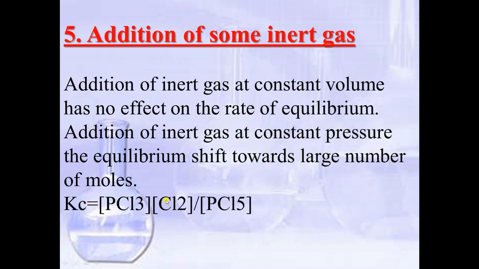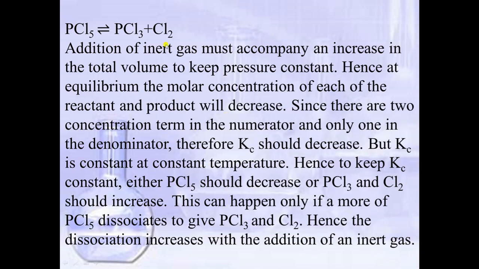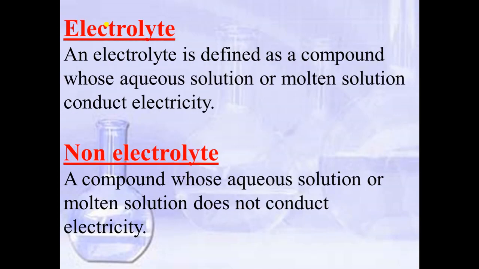If the concentration of PCl3 and Cl2 increases and the concentration of PCl5 decreases, that means PCl5 will dissociate into PCl3 and Cl2, and the direction will be forward direction. So dissociation increases with the addition of inert gas. So this is the fifth factor, addition of inert gas.